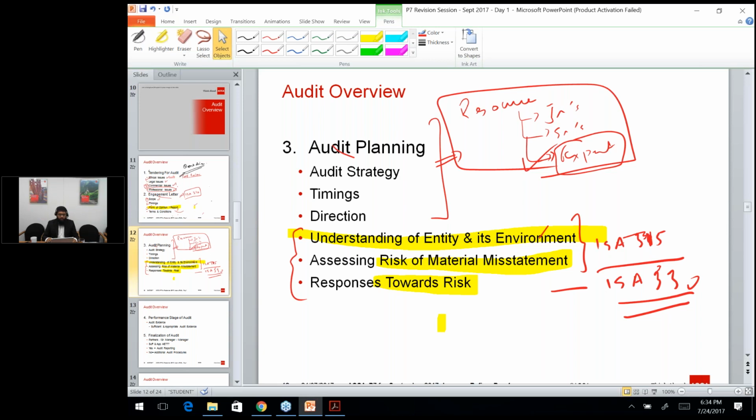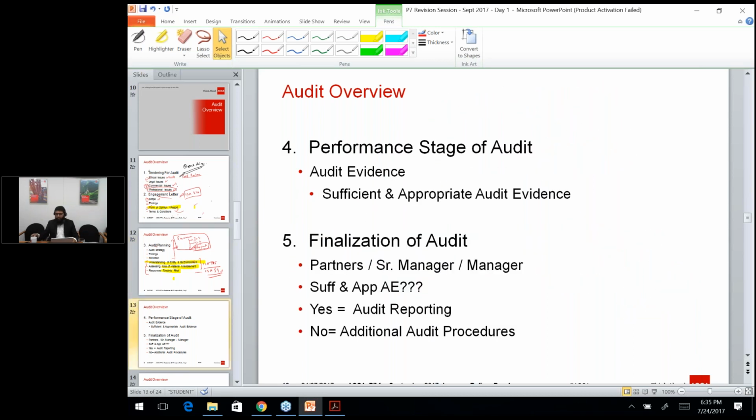At the same time you need to assess the risk of material misstatements, what exactly are the risks of material misstatement that exist, and then we plan out the responses towards those risks, how exactly we are going to react or respond towards those risks. So this is actually one of them. The next stage is the performance stage of the audit.